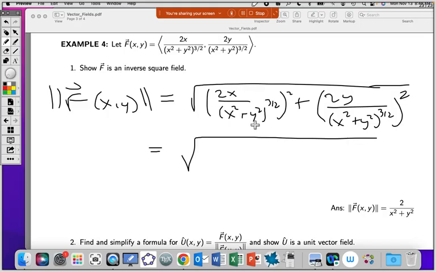And when you square a fraction, you square the numerator, square the denominator. When you square the numerator, not only do you square the x, you got to square the 2. What's going to happen when you square this denominator? You've got a 3/2 power squared. What do you do with those exponents? Yeah, you multiply them. You would just get cubed out of this.